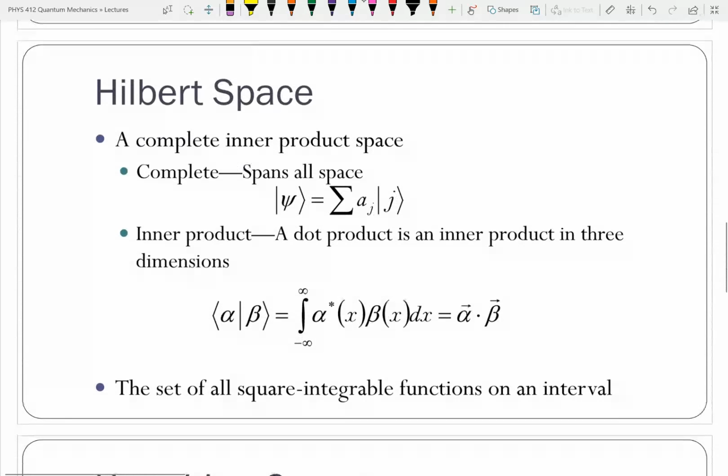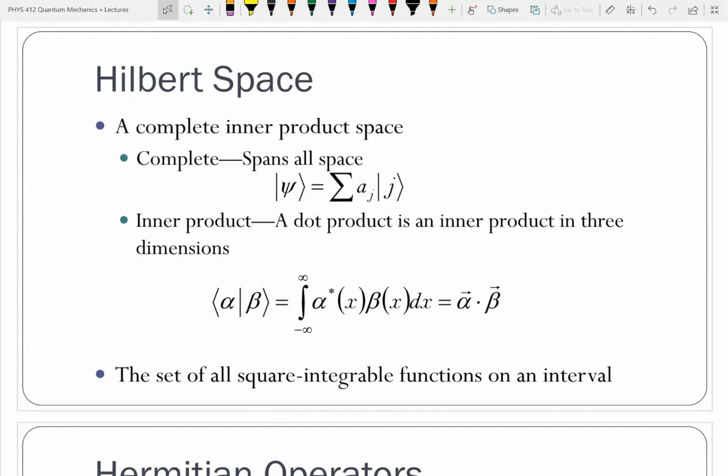Now, what is a Hilbert space? This is the definition. The Hilbert space needs to be complete. Complete means it spans all space. And when I say it spans all space, to me, that just sounds like a few words that came out of my mouth that are some kind of jargon.